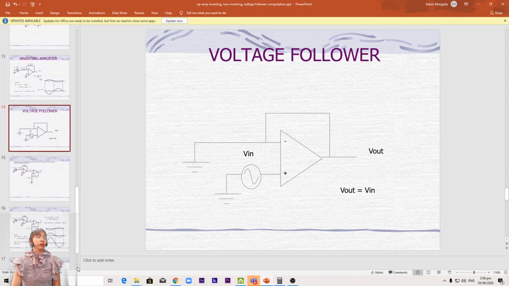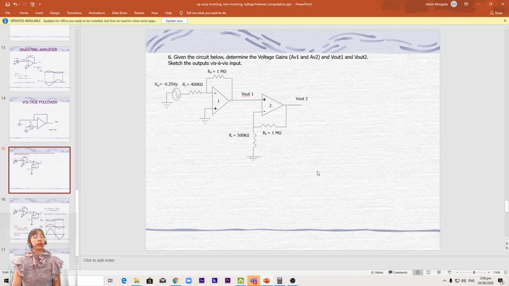Okay. So now let's proceed with op-amp in cascade. So this is just a simple circuit. So we're going to do it step by step. Okay. So this is our example number 6.